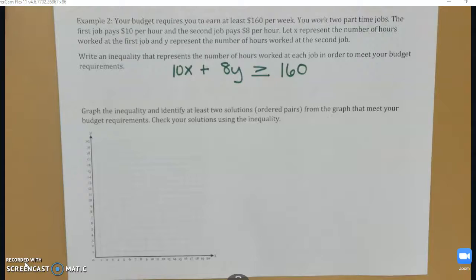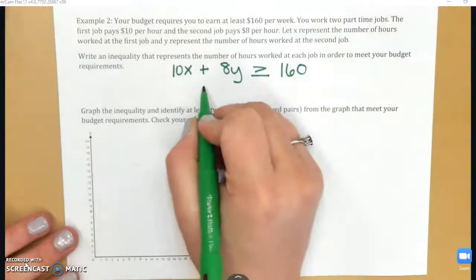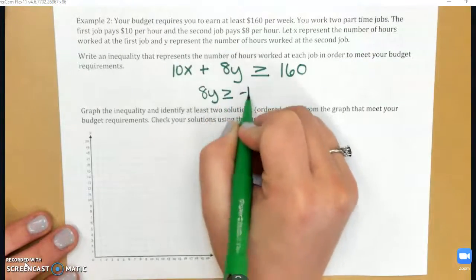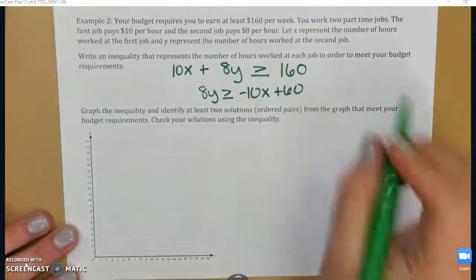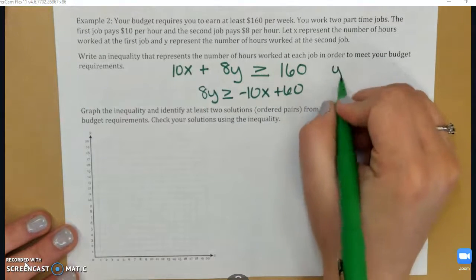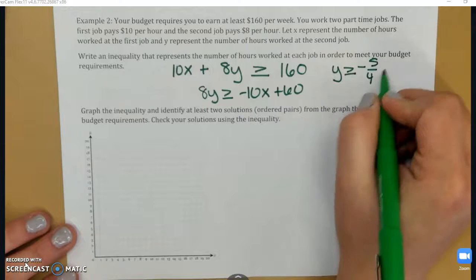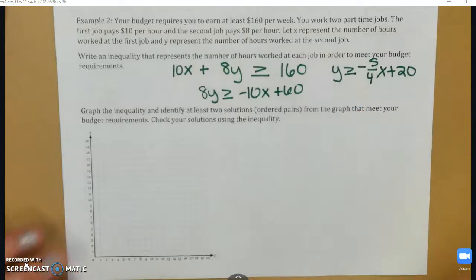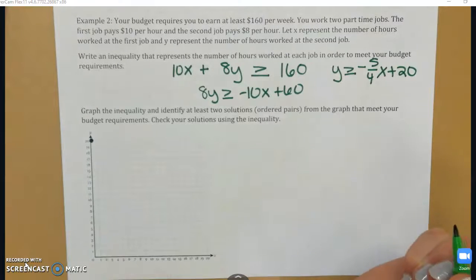Now I want to graph it and look at my solutions. So I want to rewrite this inequality getting y by itself. First I'm going to move 10x over, and then I'm going to divide everything by 8. And so the inequality I'll be graphing is y is greater than or equal to negative 5/4 x plus 20. So my y-intercept is 20, and my slope is negative 5/4.